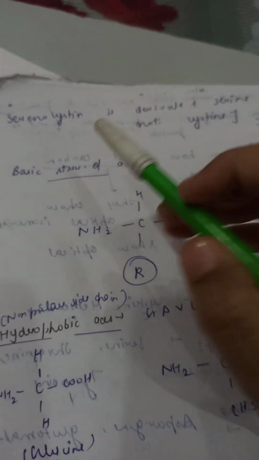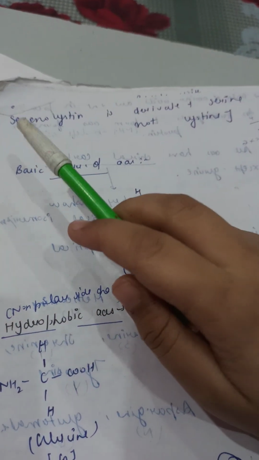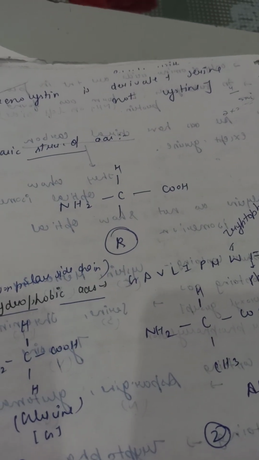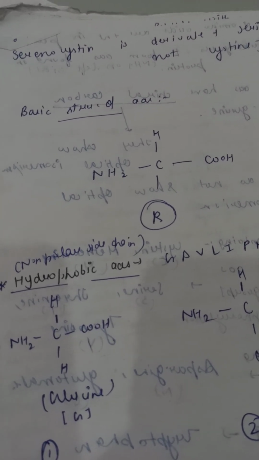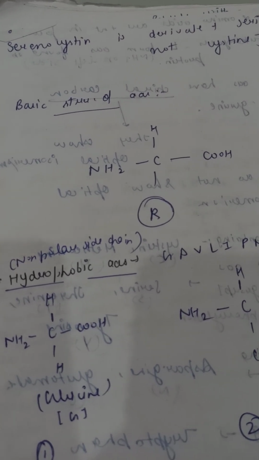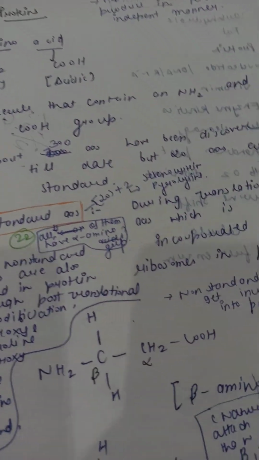Other than that, we have selenocysteine. Selenocysteine is not a derivative of serine, it is a derivative of cysteine. You have to learn this line: selenocysteine is not derived from serine, it is derived from cysteine.